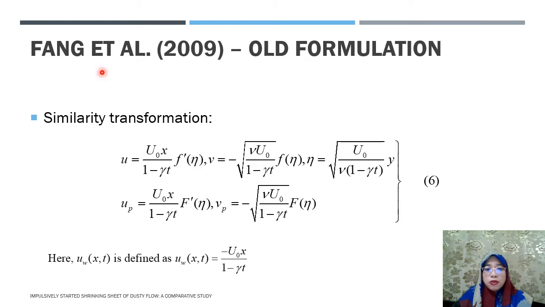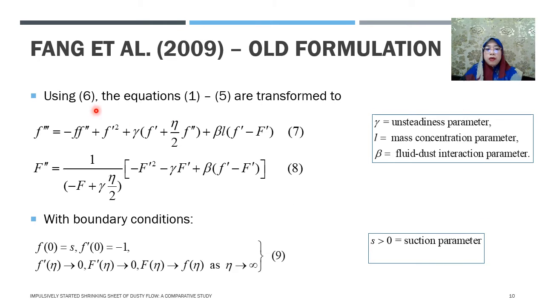In Fang et al., which from here on I will call the old formulation, we use this similarity transformation 6, where uw is defined as this equation. Using the similarity transformation, the governing equations 1 until 5 are transformed to equations 7 and 8.